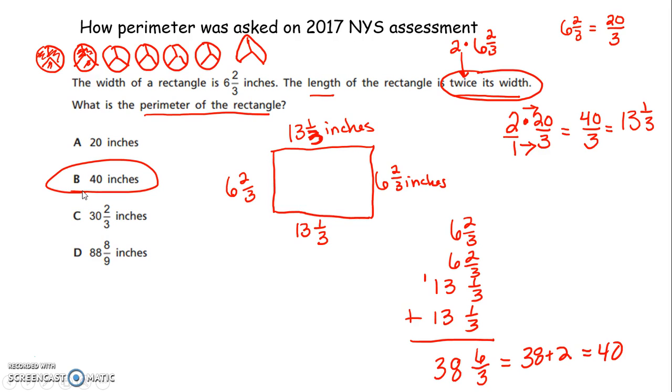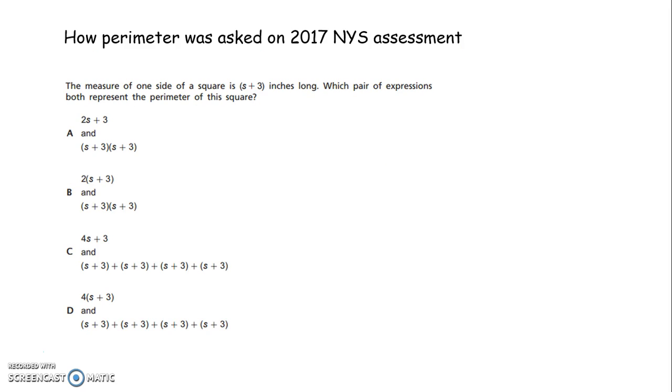So that's how they could ask it at the 7th grade level. Let's look at one more way they could ask it at the 7th grade level for perimeter, which is just the distance around the outside of a figure. All right, this is another way they ask perimeter.